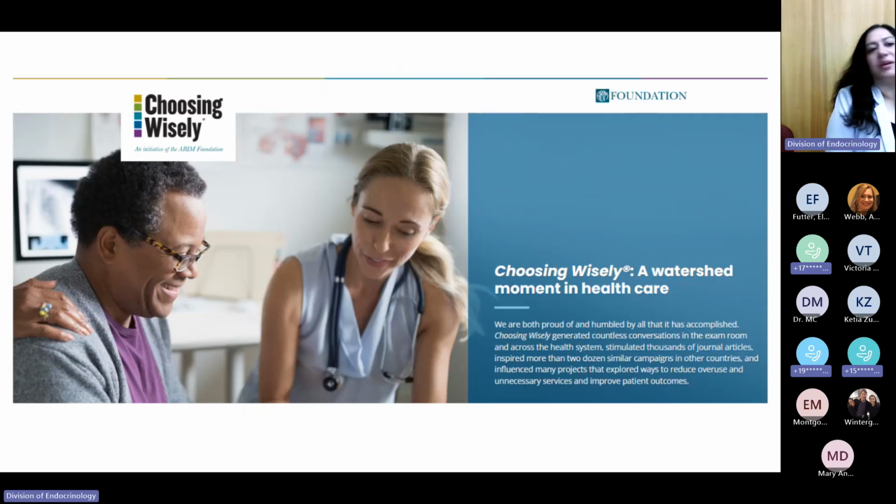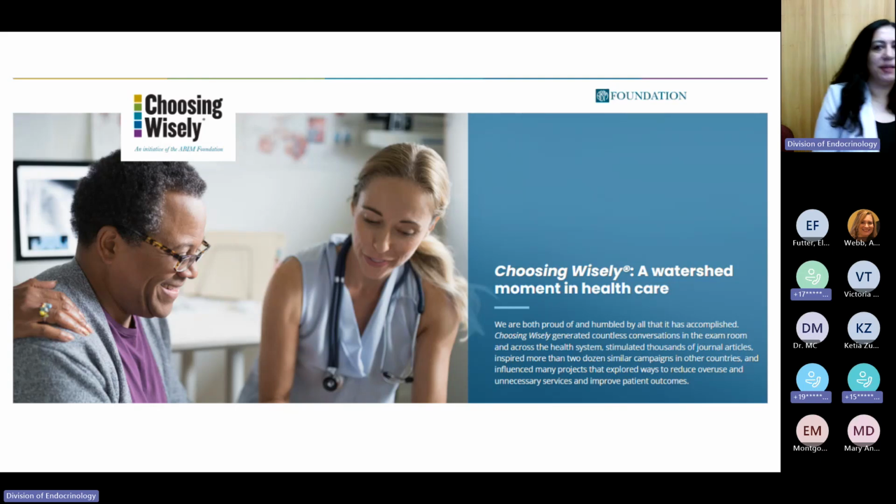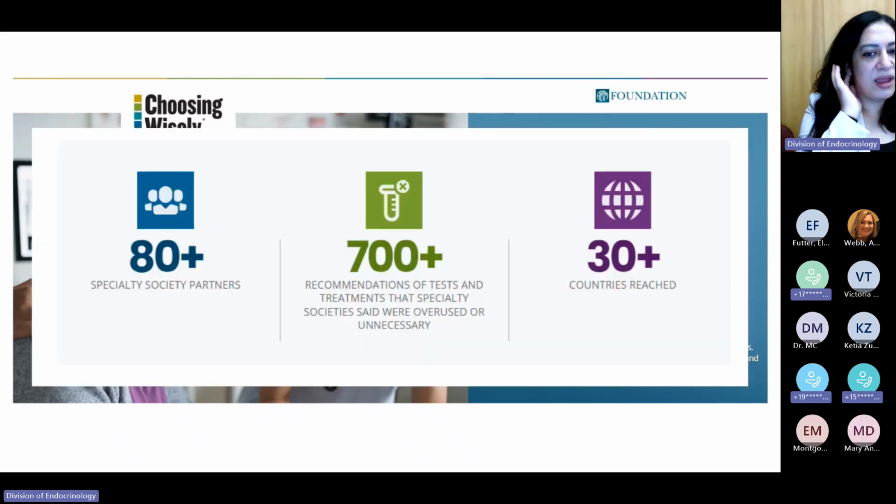To further this, the American Board of Internal Medicine Foundation started a campaign in 2014 called Choosing Wisely, and I'm sure a lot of you are familiar with it and what their goals were. Basically, they started this campaign over multiple countries to identify practices, tests, medications, and different areas of healthcare along all specialties to determine if they were really value-based and if they were unwanted, ineffective, or wasting money. So they reviewed over 700 tests and treatments in 30 plus countries.